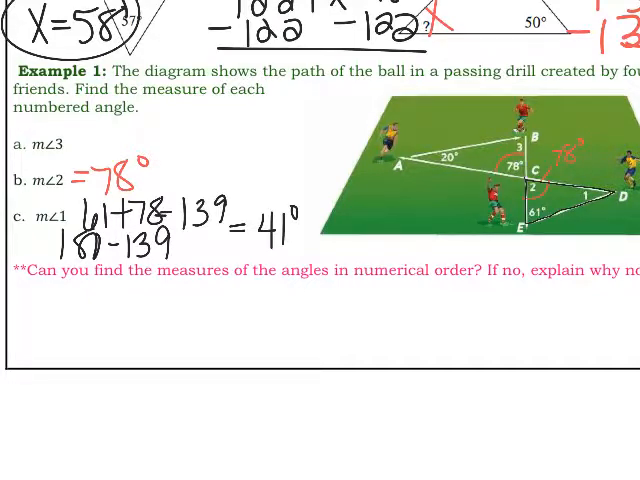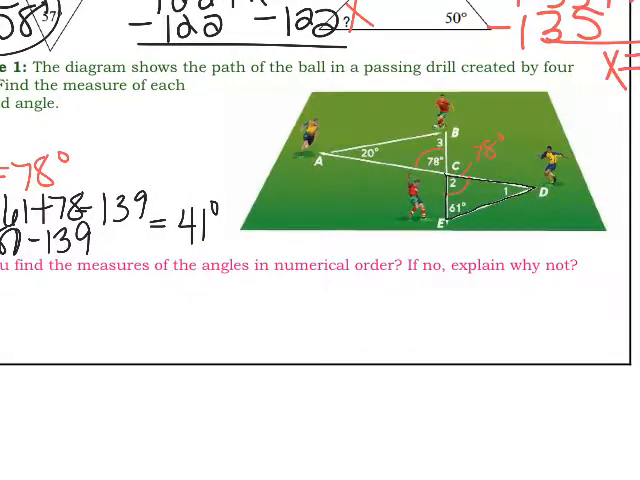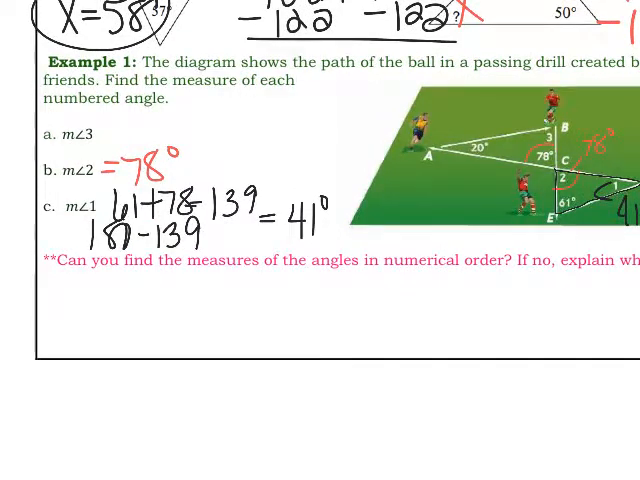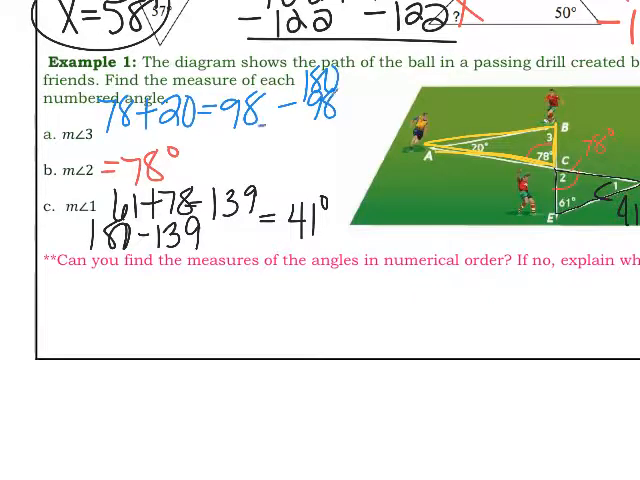So angle 1 is 41. If you want to add it to your diagram, you can. All right, can I do the same thing with the triangle above? With this triangle up here, what are my two angles? 78 and 20. So here I'm going to do 78 plus 20. That gives me 98. And then what's my second step? I'm just going to subtract it from 180. So what's 180 minus 98? 82. And that's our last angle.